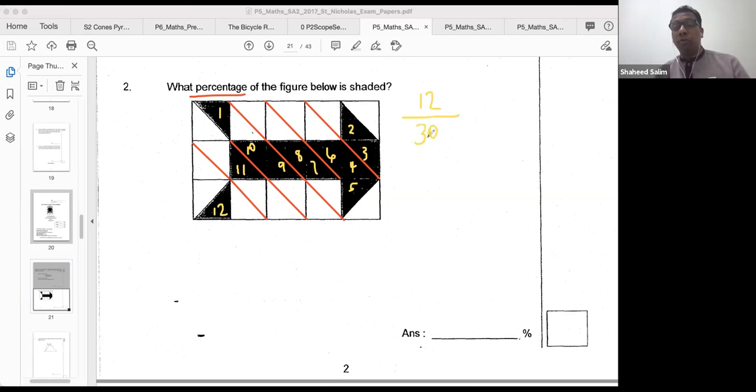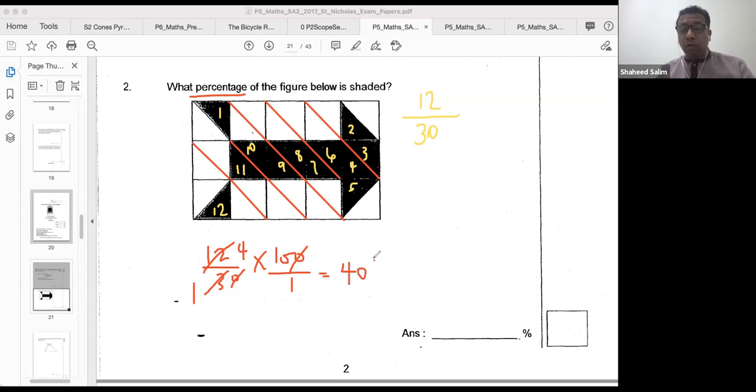Okay, watch. Now what do you do? Down here, watch. 12 over 30 times by 100. And most probably you're correct. Maybe you're correct, maybe not. Cancel 0, cancel. 12 divided by 3 is 4, 30 divided by 3 is 10. 4 times 10, 40%.